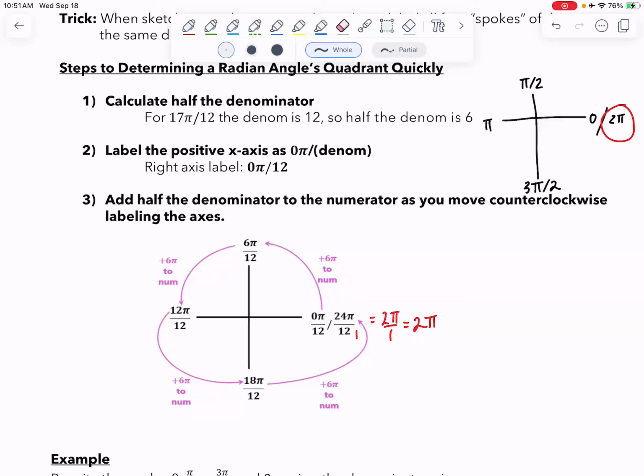Let me erase this work over here. So 17 pi over 12: 17 is between 12 and 18. And so I know it should be in quadrant 3, and probably closer to the 18 pi than to the 12 pi. And that would be, boom, 17 pi over 12.